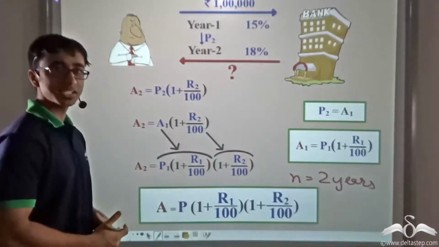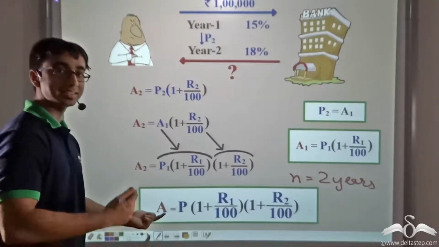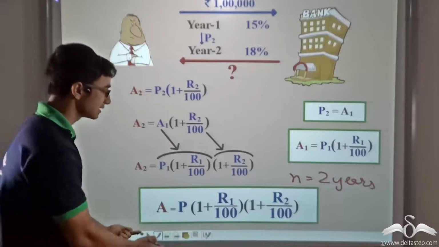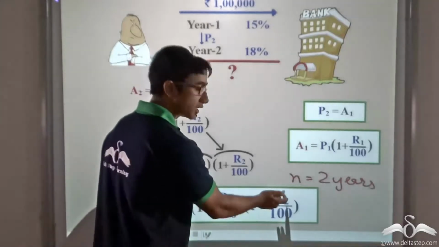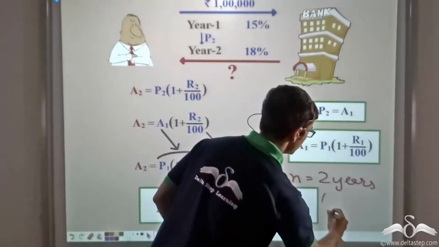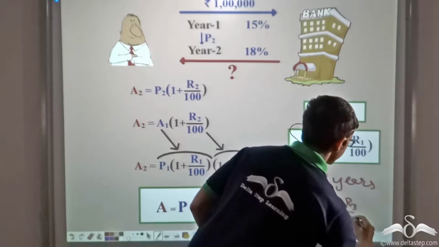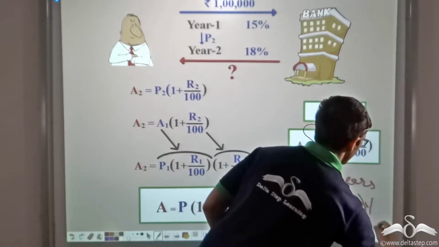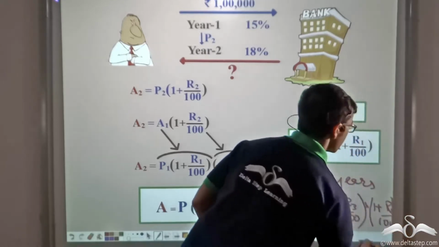So let's say that n is equal to 4 years. In that case, we will have the amount at the end of 4 years as P into 1 plus R1 by 100 into 1 plus R2 by 100 into 1 plus R3 by 100 into 1 plus R4 by 100.